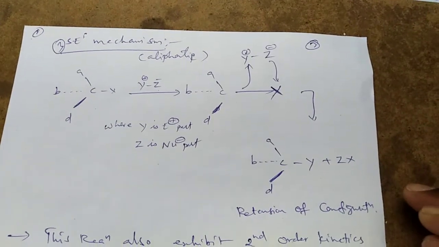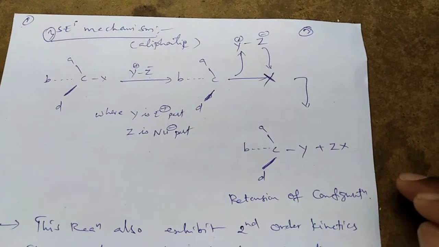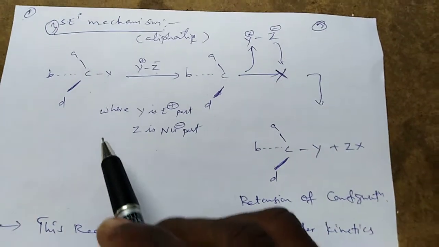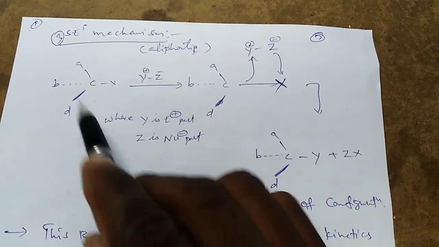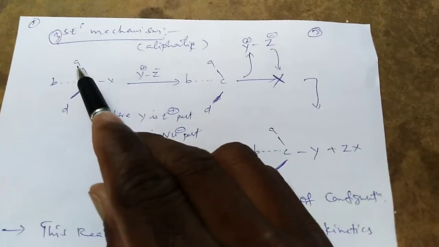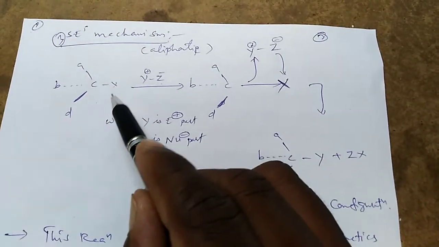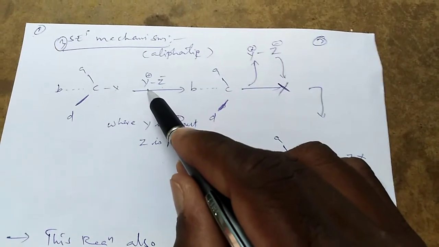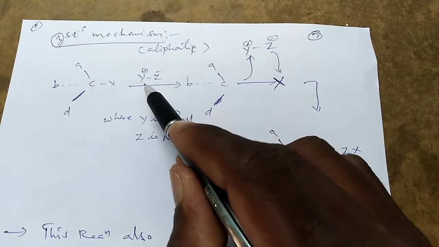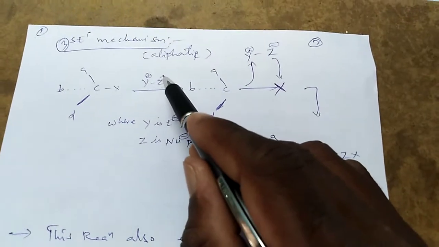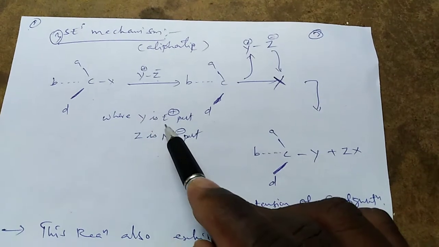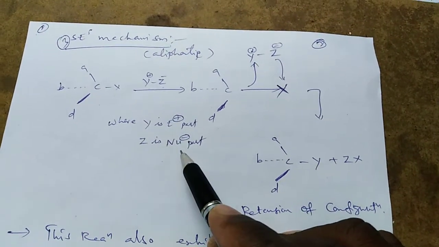Next, third category is SEi mechanism for the aliphatic compound. Here also the carbon having 4 different groups like A, B, D and X. This compound reacts with one reagent as YZ, means Y is electrophile, Z is nucleophile. I am denoting where Y is electrophilic part and Z is nucleophilic part.